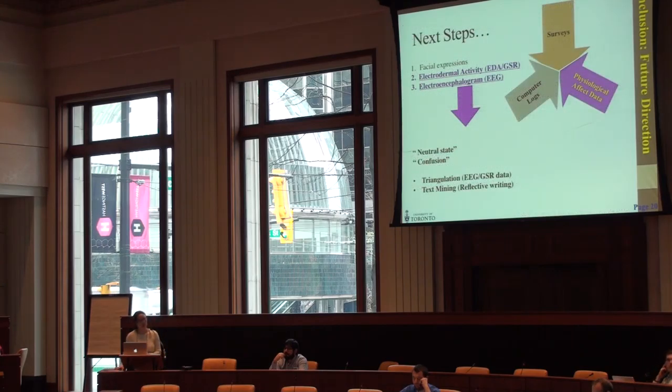For the next step, we want to dig a little deeper. Based on the preliminary results, we want to focus more on the neutral state and confusion. Basically, we will look at the EEG data to see how cognitively engaged they are, and also how their physical arousal relates to, for example, confusion. We also want to look at their writing piece to see if there is an interesting relationship between what we saw from the facial data and how they perceive their own experience.